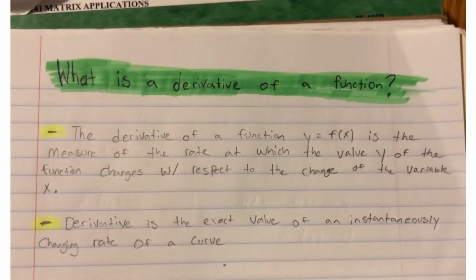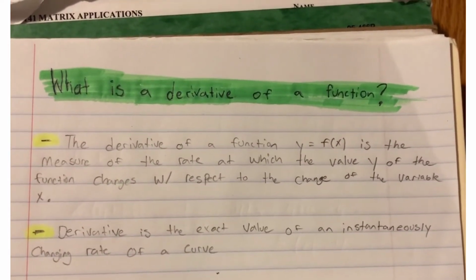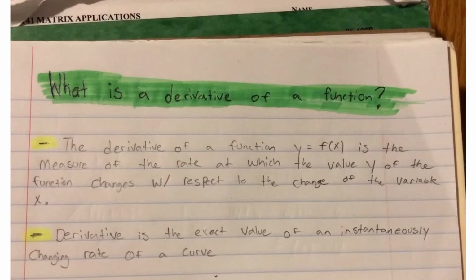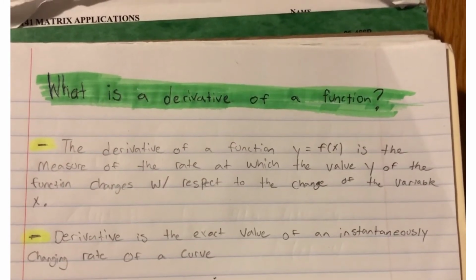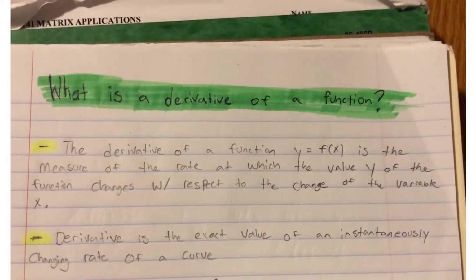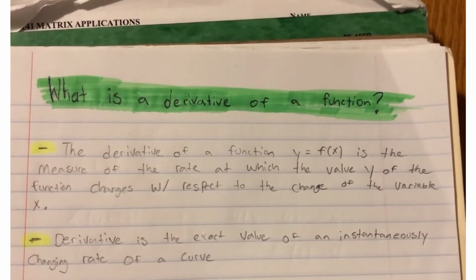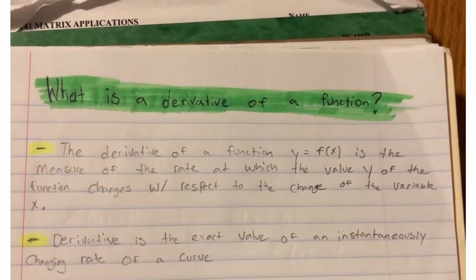For example, if you were thinking of a sprinter and you wanted to know the exact rate of change at a certain time when they were running, that would be pretty much what a derivative is. It's the exact value of an instantaneously changing rate.